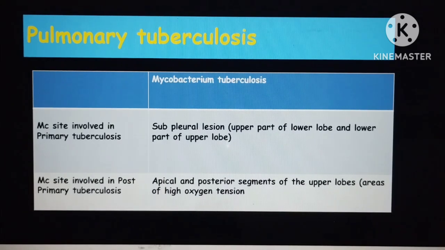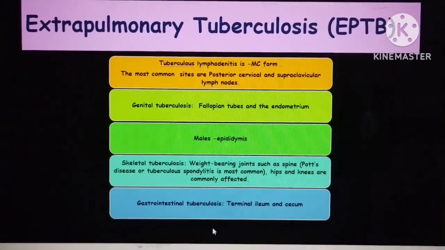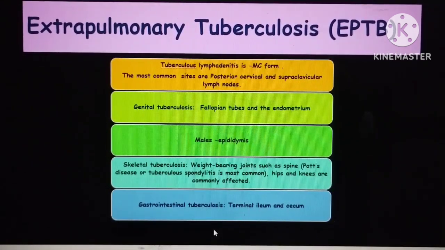So what about extrapulmonary tuberculosis? Just remember, primary tuberculosis affects your lungs. The most common extrapulmonary site of tuberculosis is the lymph node. Among the lymph nodes, the important ones are the posterior cervical and supraclavicular lymph nodes. Genital tuberculosis usually affects the fallopian tube and the endometrium. In males, it usually affects the epididymis.